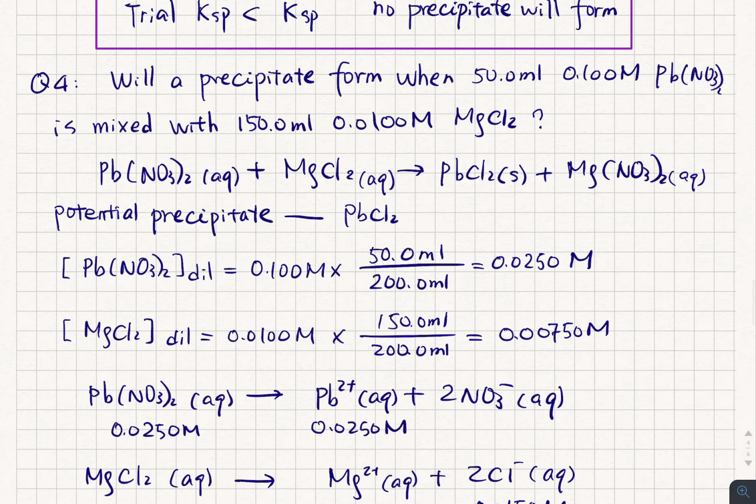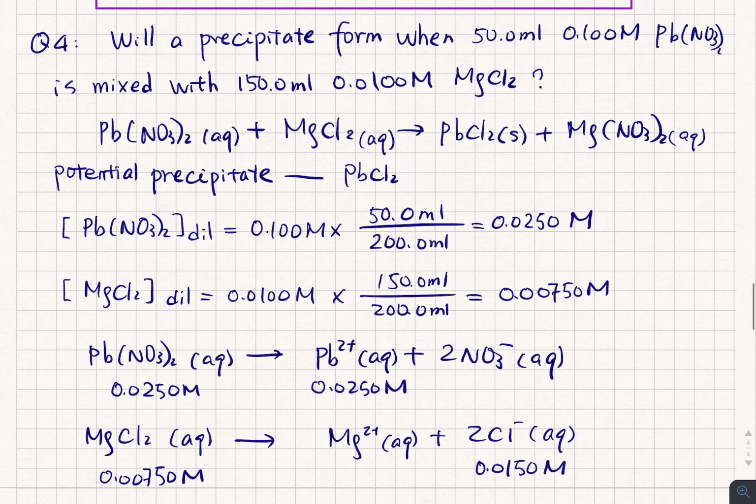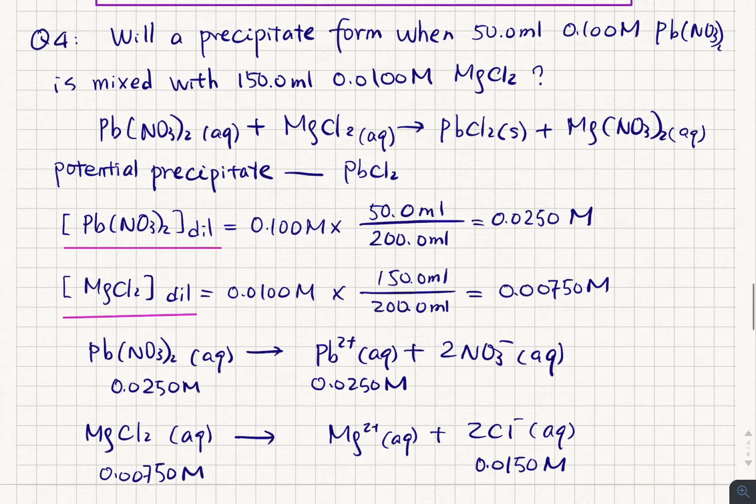So in the following example, will a precipitate form when you mix the two solutions? First of all, we have to write out the equation to identify which precipitate we are dealing with. By looking at the equation, we know PbCl2 is the precipitate that we're going to deal with. Then before we do anything, we have to use M1V1 equals M2V2 to find out the new concentration of the Pb(NO3)2 and the new concentration of magnesium chloride.